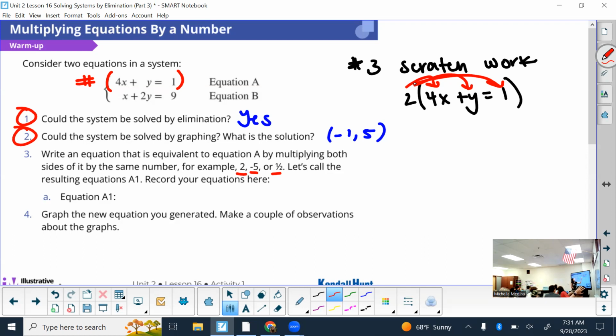But yeah, essentially I put parentheses around equation A, and I am going to distribute that to everything. Normally you would just do it on one side for distributing, but I'm doing it to all of them to keep it equal. So what's 2 times 4x? 2 times y, and 2 times 1. And when you graph that, those of you that had to multiply by 2, what did you notice on your graph?